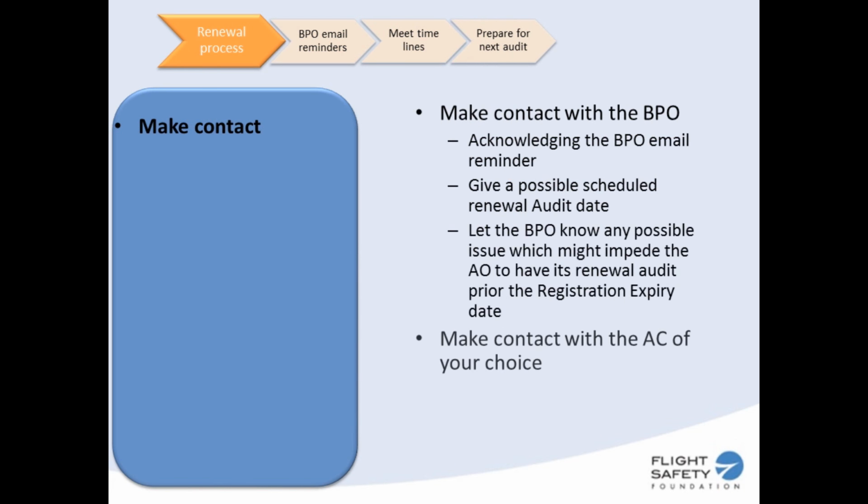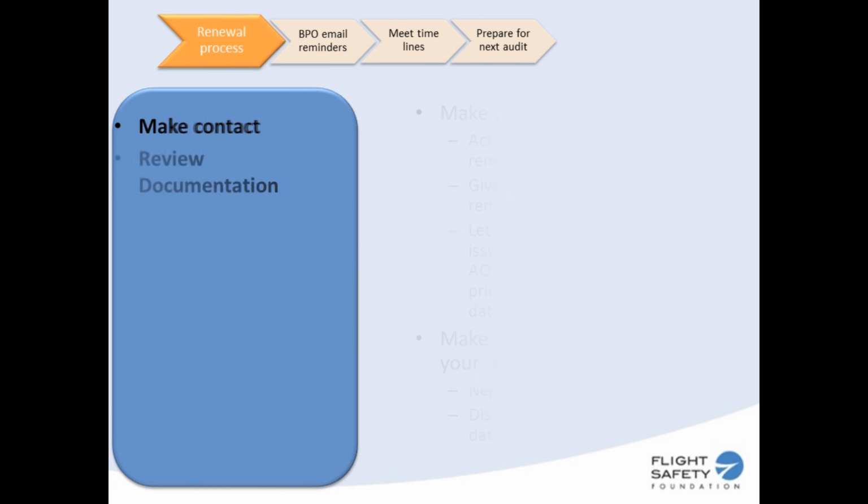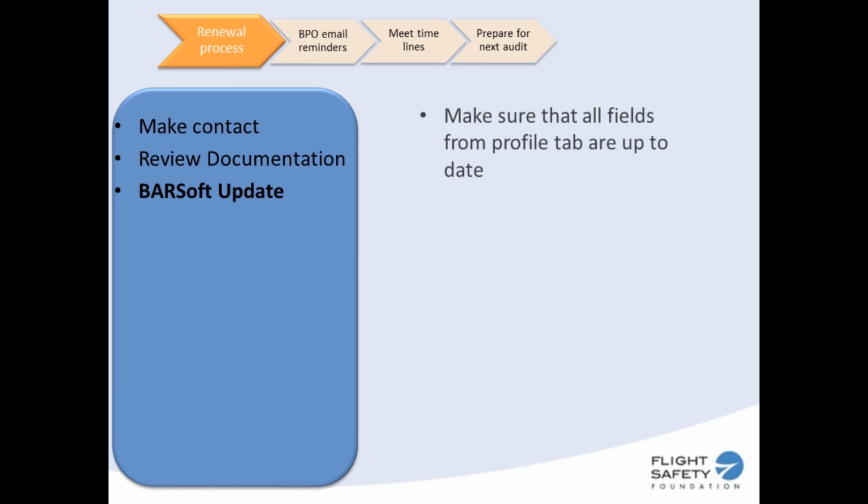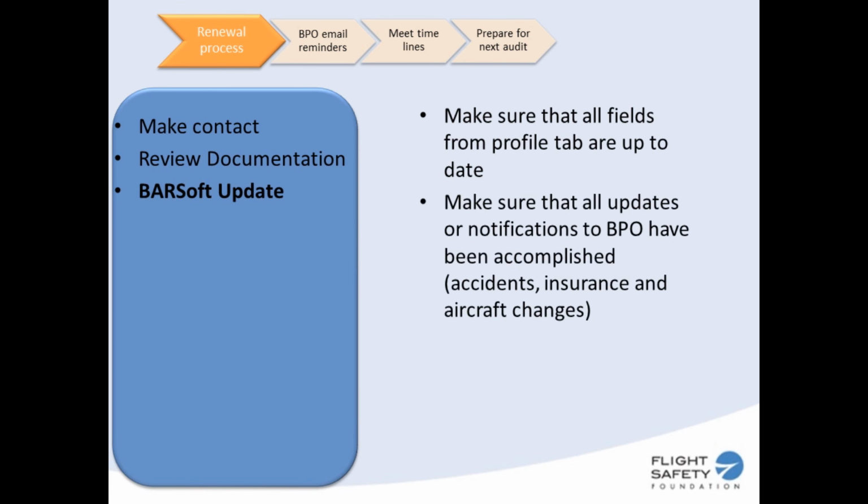To get the renewal process underway, make contact with the BARS Program Office and advise your intention for renewal. You should advise the office if there are any factors that might stop the operator having the renewal audit within the registration period. At the same time, you should be contacting one or more of the audit companies to get a quote, check what their variable fees are, and confirmation that they can do the audit on the dates that you wish. Internally, the aircraft operator should commence reviewing documentation to make sure that the audit checklist is up to date. You will also need to make sure that all the information in BARSoft in the aircraft operator profile is accurate.